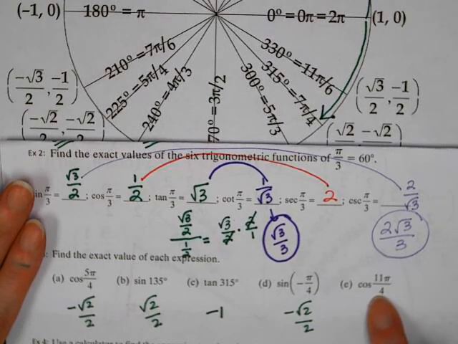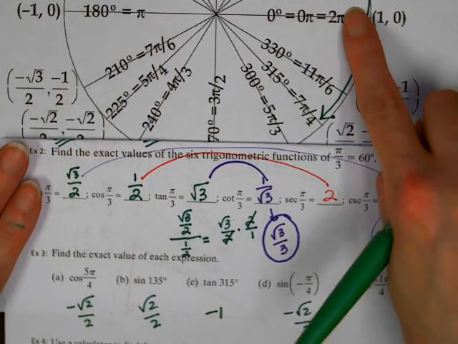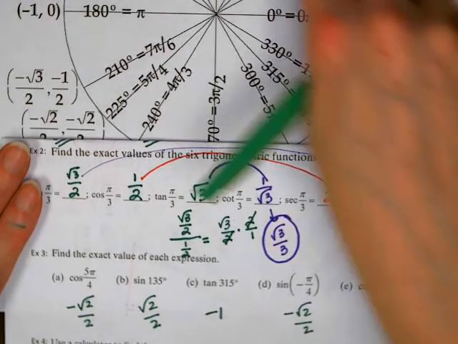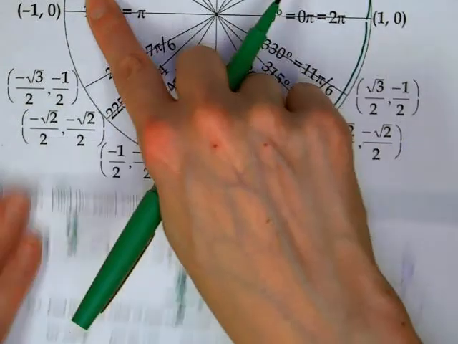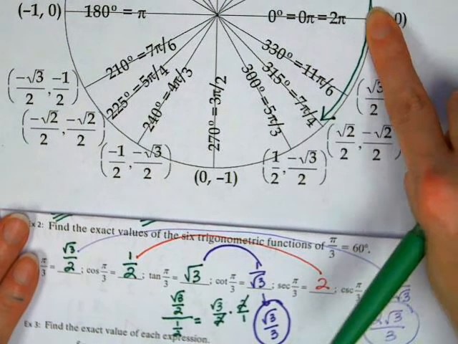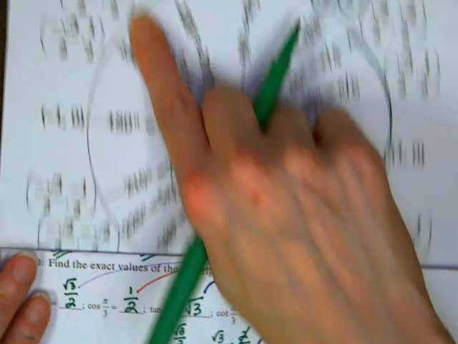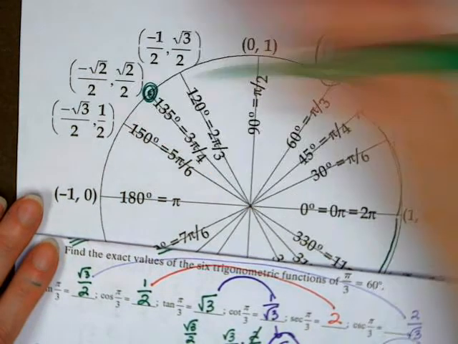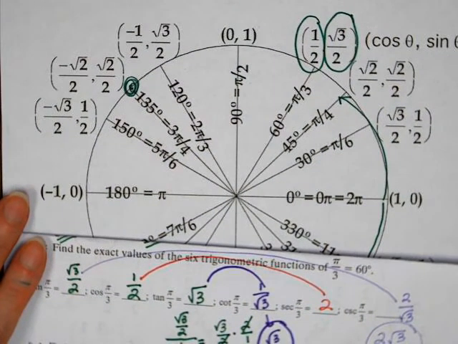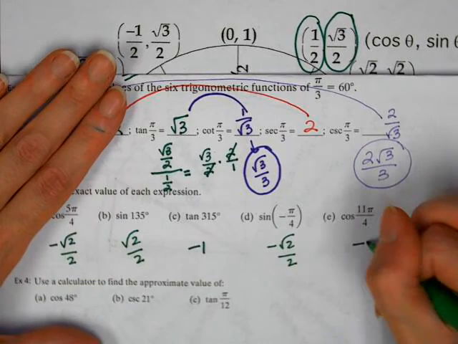And then cosine of 11 pi over 4. So this one's a little bit harder. So this is 1 pi over 4, 2 pi over 4, 3 pi over 4, 4 pi over 4, 5, 6 pi over 4, 7 pi over 4, 8 pi over 4, 9 pi over 4, 10 pi over 4. 11 pi over 4 is actually right here. And if they want cosine, that's the x value. So negative root 2 over 2.